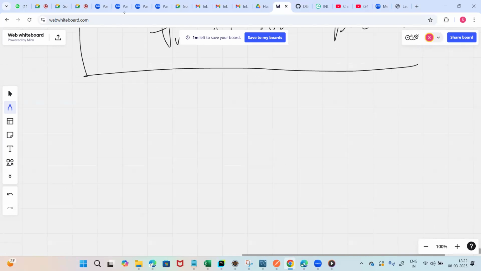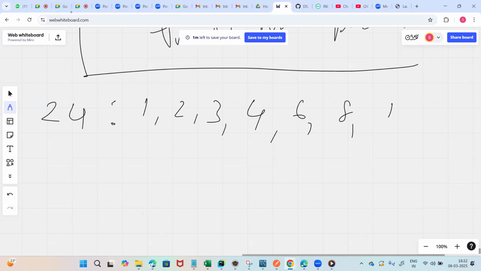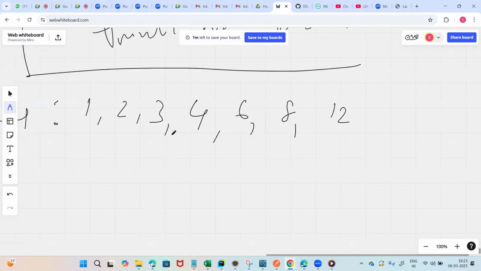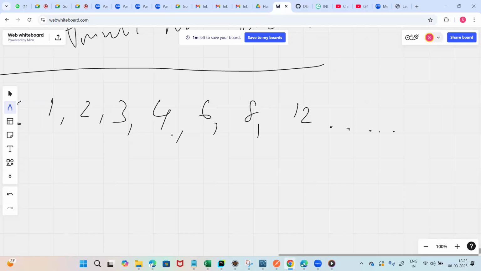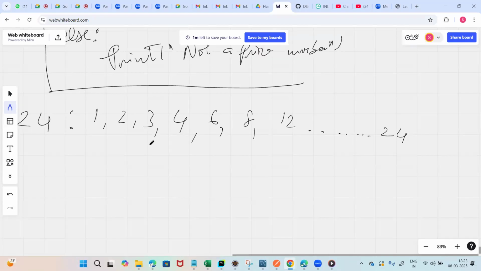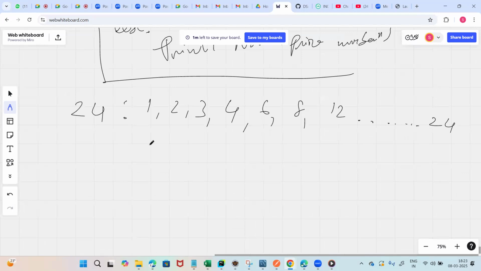Suppose you take 24. Guys, can you tell me what the factors of 24 are? 1, 2, 3, 4, 6, 8, 12, and then 24. Is it right? So, do you find any factors from n by 2 to n? After n by 2, do you find any factor apart from n? No, right?